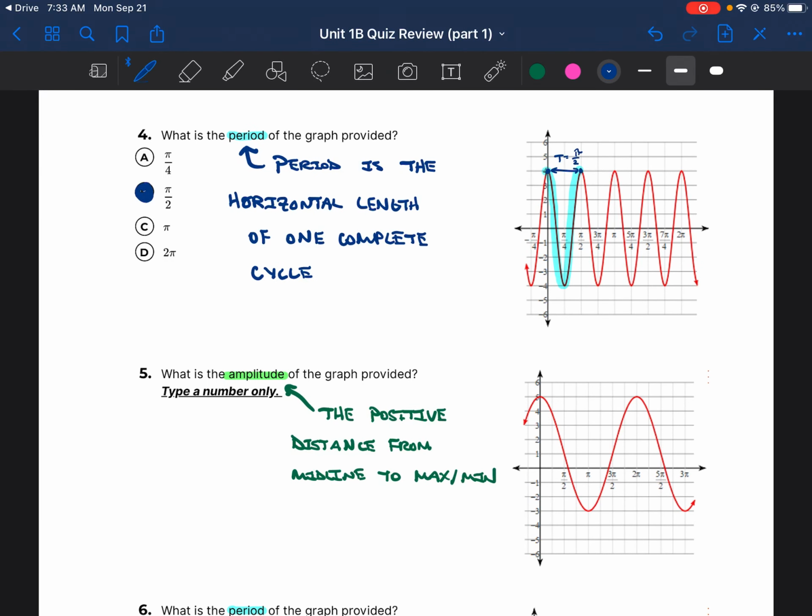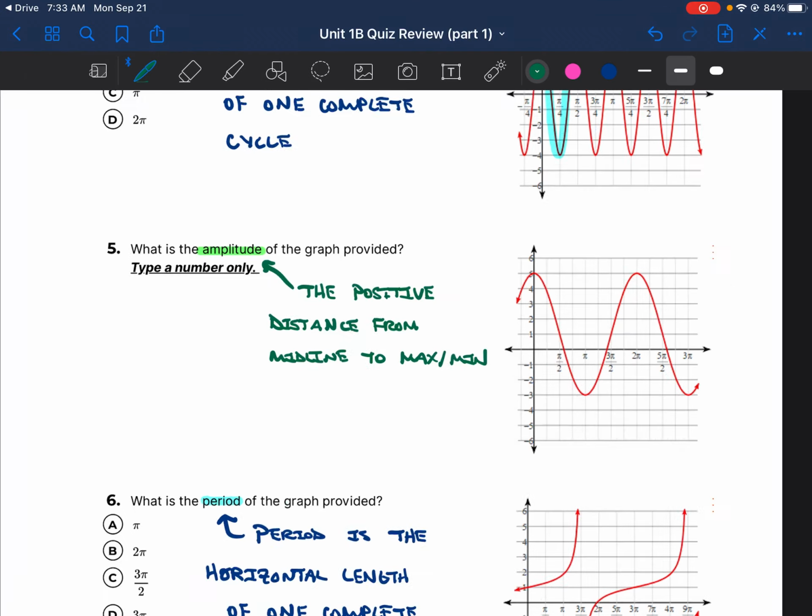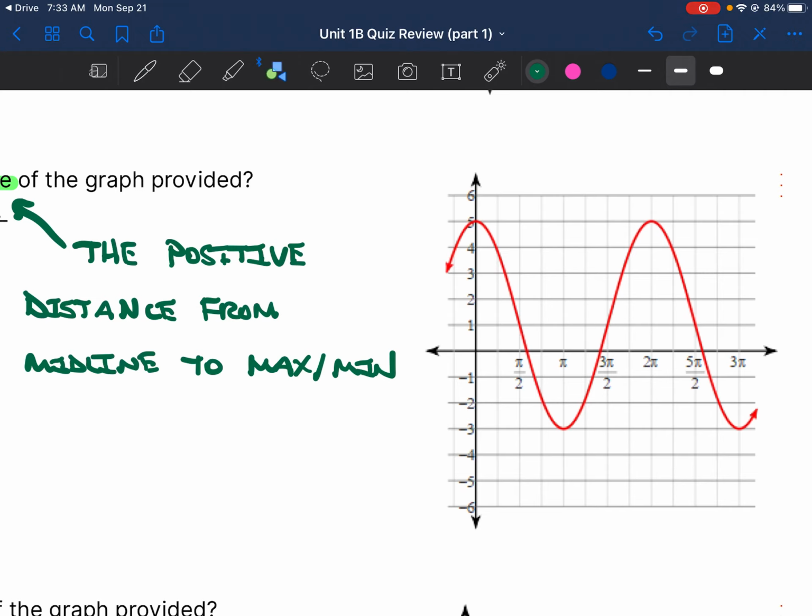All right, problem 5 asks us to find the amplitude of the graph provided. So recall that the amplitude is the positive distance from the midline to either the maximum or the minimum, and that distance from the midline to the max should match the distance from the midline to the minimum. So let's start by identifying the midline here. If our minimum term is at -3 and our maximum term is at +5, that means the midline, or the distance halfway between -3 and 5, is going to be at +1. So let's put a midline here at +1.